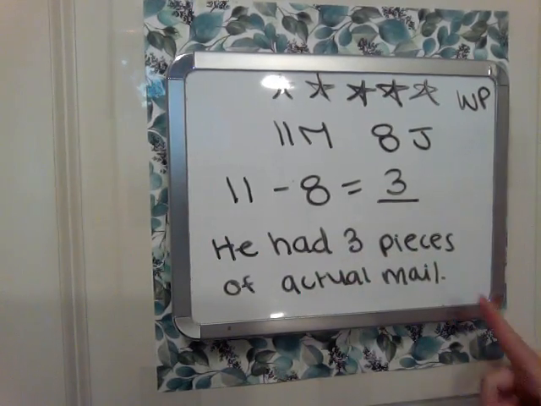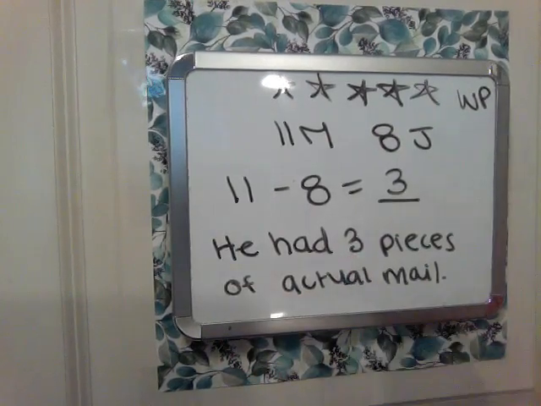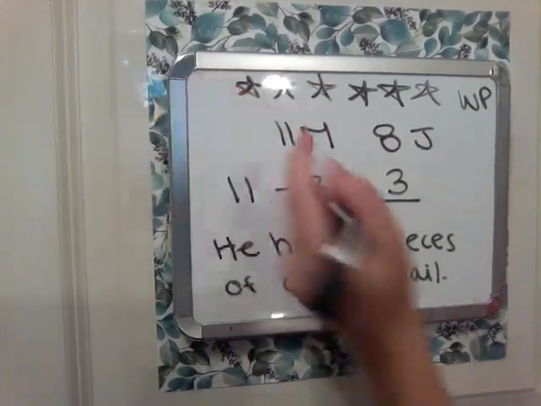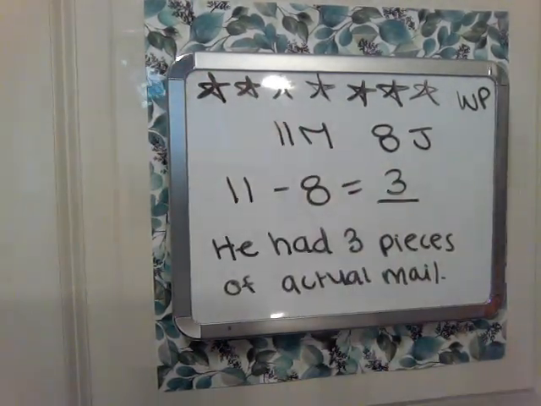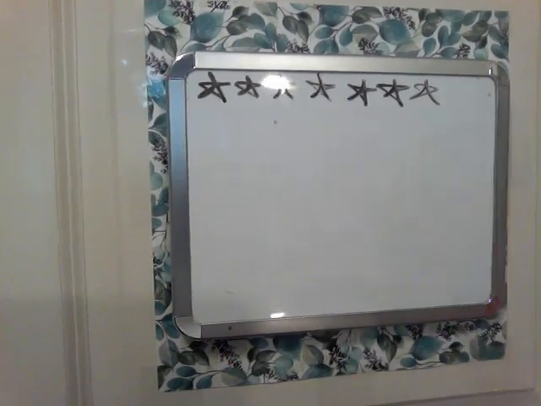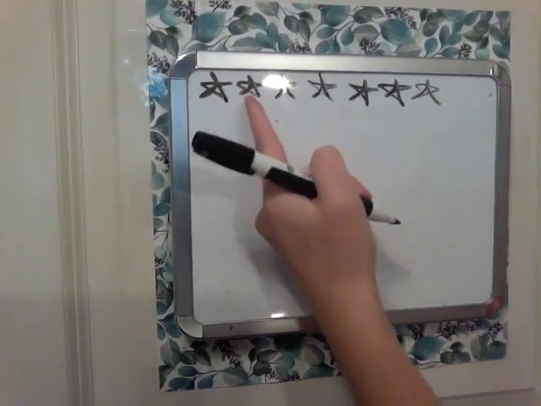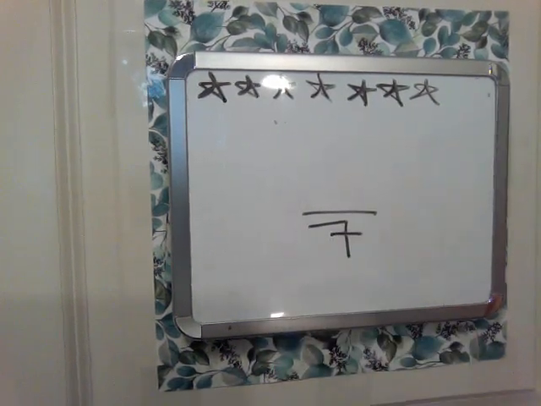Make sure you have end punctuation, capital letter, and the answer in your sentence. You can get a star for that. And then you can get a star for the answer of 3. At the top of your page, draw your fraction bar. Your denominator, 1, 2, 3, 4, 5, 6, 7, is 7. So there's 7 total stars you could have earned.